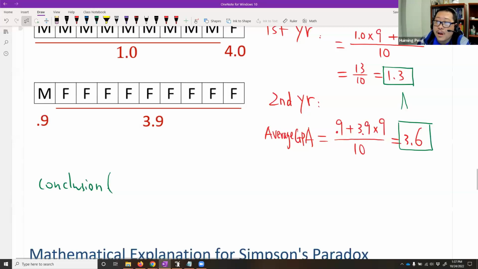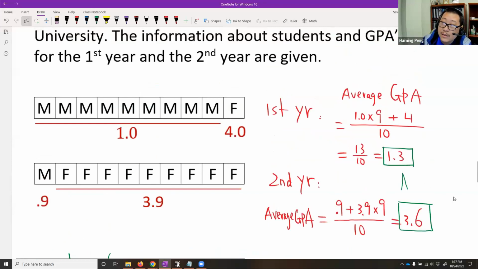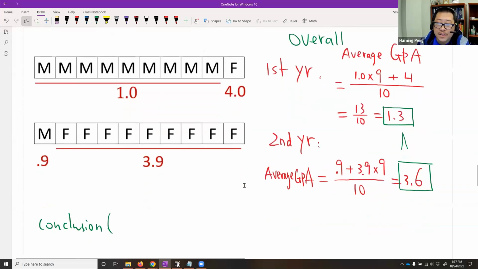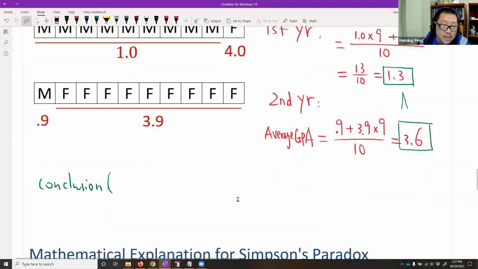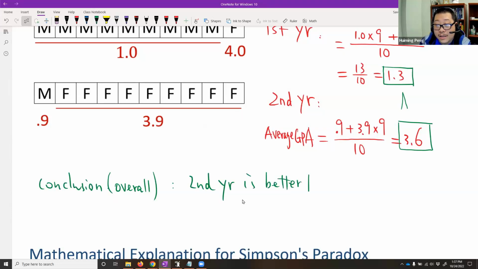So we look at the overall. This is the overall data, or overall average. The total average GPA goes from 1.3 to 3.6. So this is the overall, and then we get the second year. Okay, so the second year is much better than the first year.